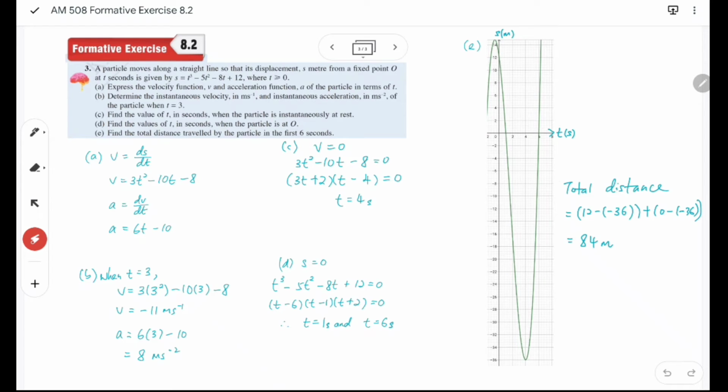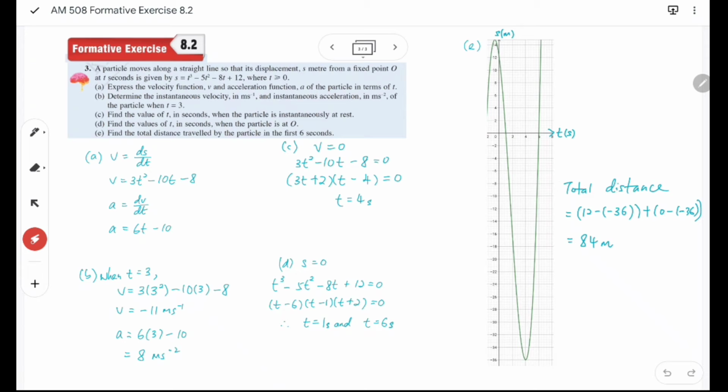So we are given the displacement function. We need to find the velocity function. Therefore, we do ds/dt. So v equals 3t squared minus 10t minus 8. We differentiate from here. Then again, when we need to get the acceleration function, we know a equals dv/dt. Again, we do differentiation. So we get a equals 6t minus 10.